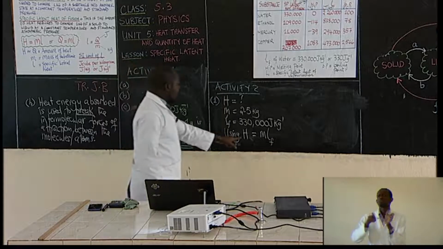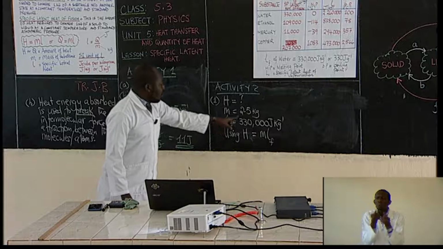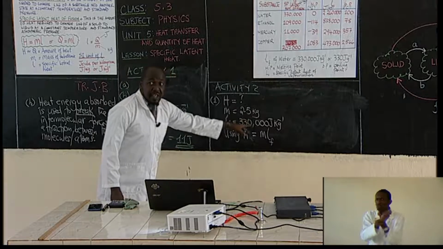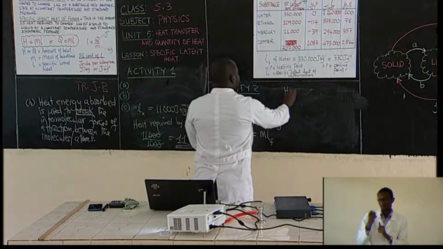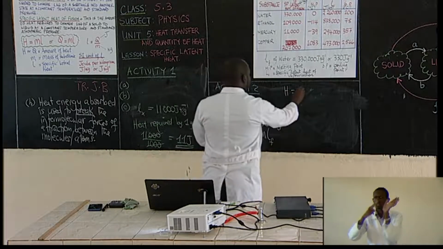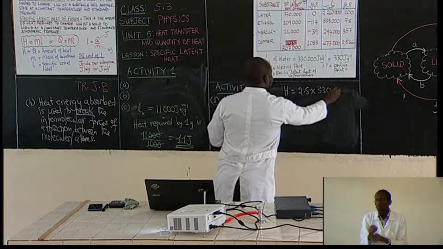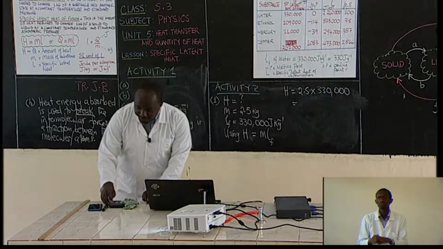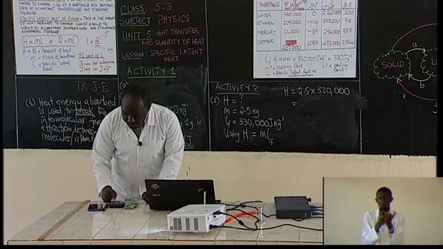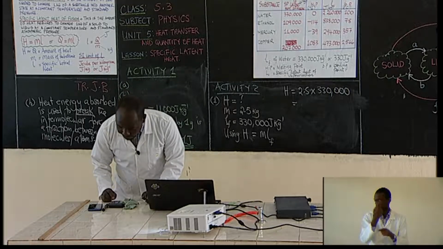So what is the amount of heat? And by the way, if you want, you check the units. But here the units are okay. Kilograms, joules per kilogram. So we are good. So we shall say H is equal to 2.5 times 330,000. Get your calculator and press. I'm also going to press with you. 2.5 times 330,000. What do we get?